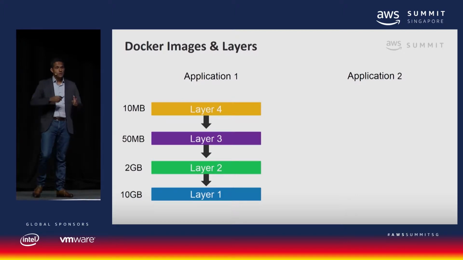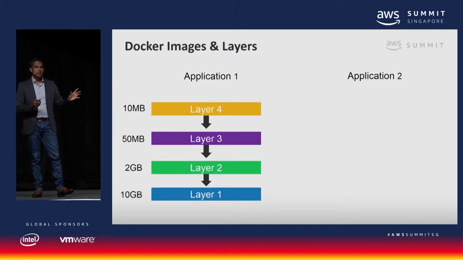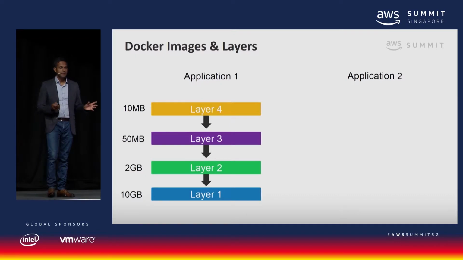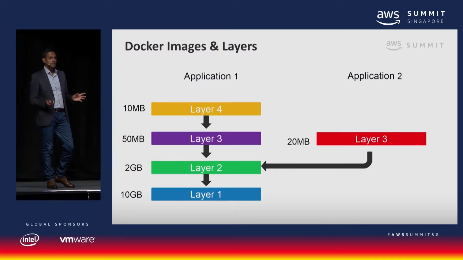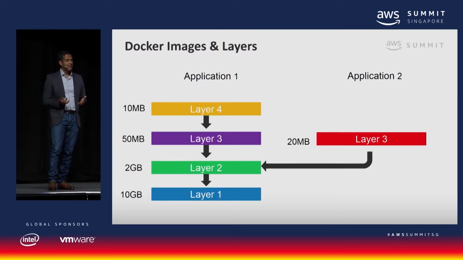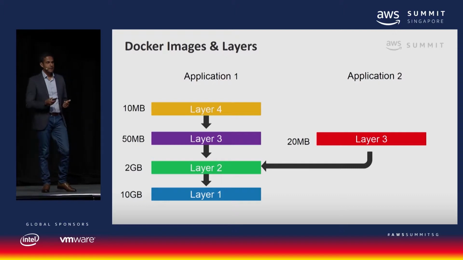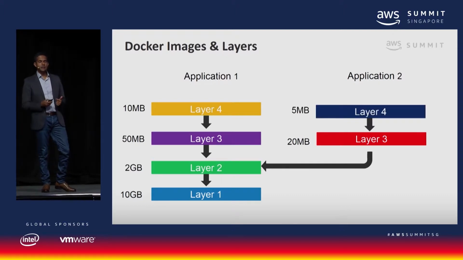Application 2 also wants to use that patched version of the operating system, so it starts depending on layer 2. It may be a Java application, so you install the Java framework in layer 3, and then the application in layer 4.